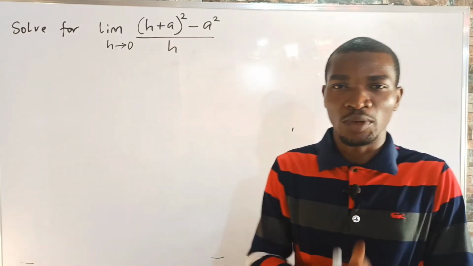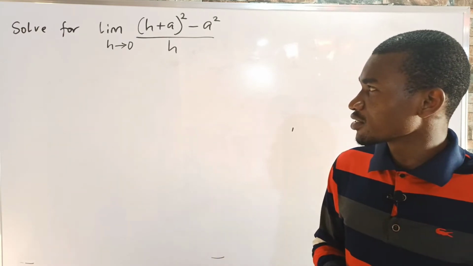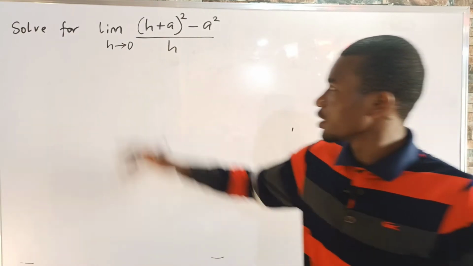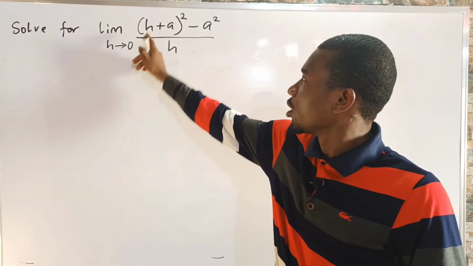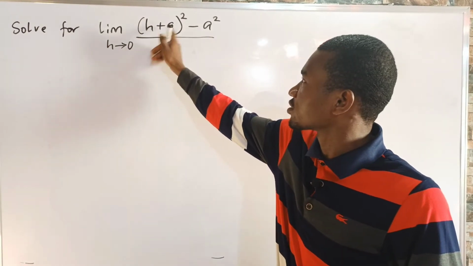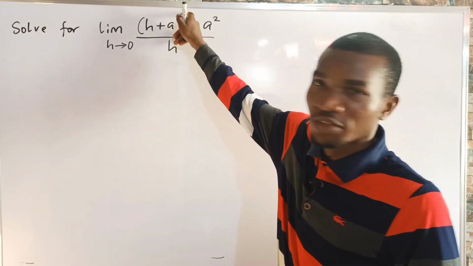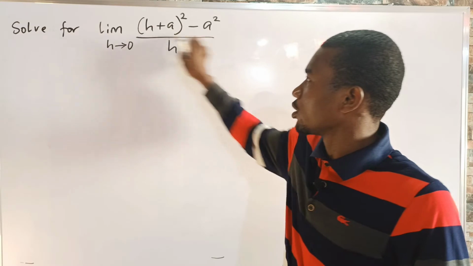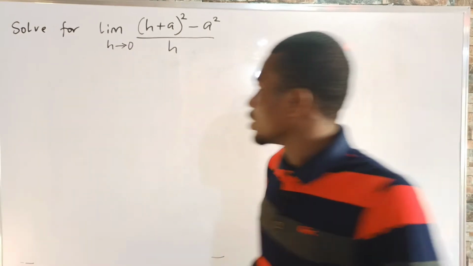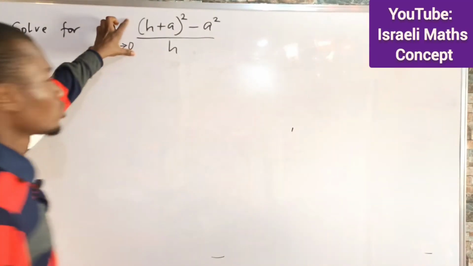as regarding limit. Alright, the question says solve for the limit as h tends to 0 of (h plus a) in brackets raised to the power of 2 minus a raised to the power of 2, all divided by h. Alright, let's begin with the solution of this given problem.